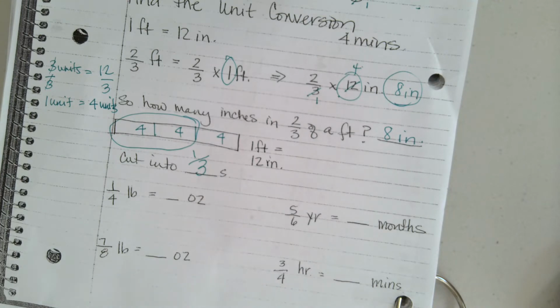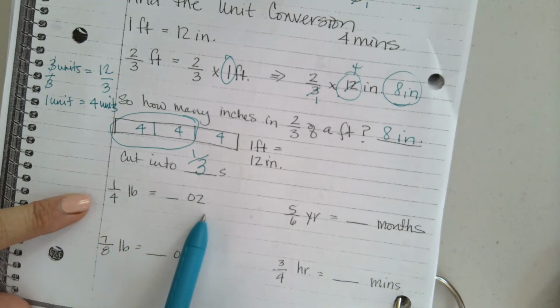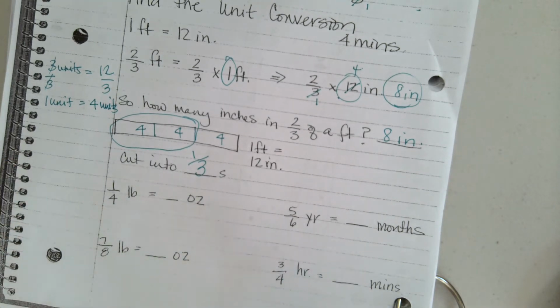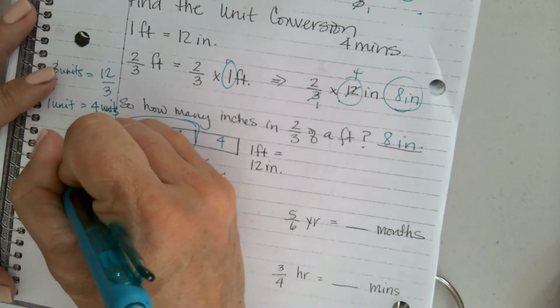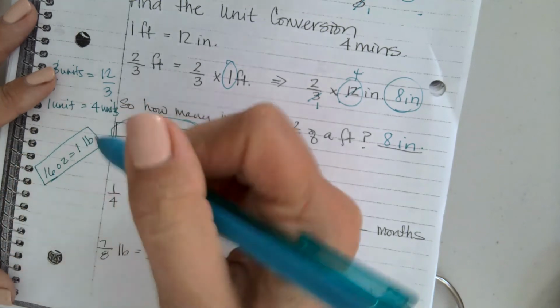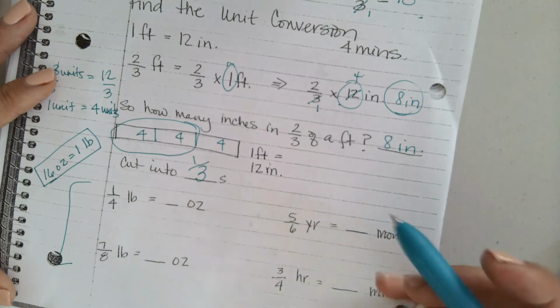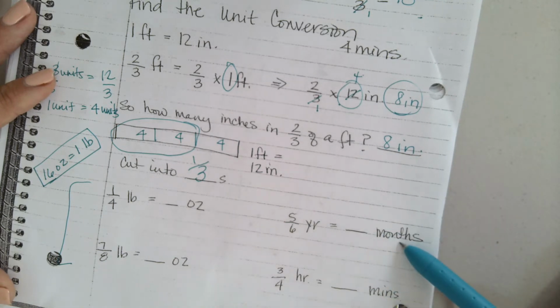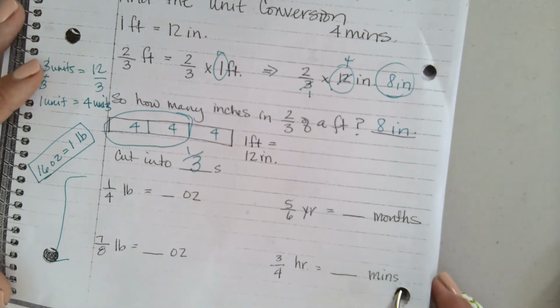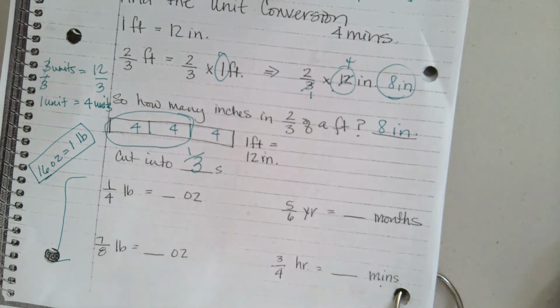All right, now, based on what you learned yesterday, take out that note card. Going pounds to ounces. How many ounces are in 1 pound? 16 ounces equal 1 pound, right? So you're going to need that information for here. Then this is months of a year. So how many months are in a year? How many minutes are in an hour? Go ahead, try those out, come back to see how you did.